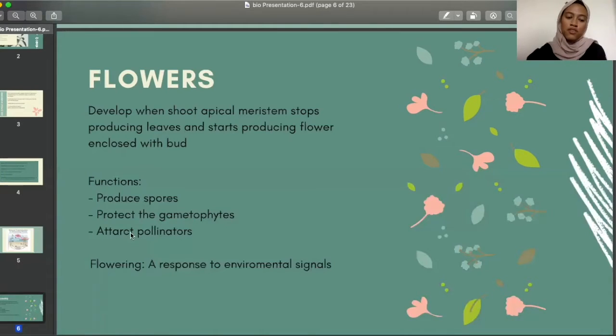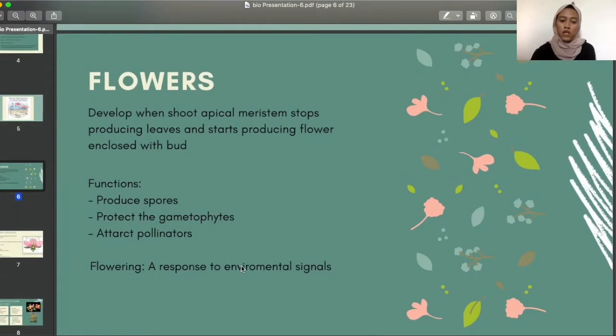Next, flowers also attract pollinators. Pollinators are animals that move the pollen from the anther to the stigma. The anther is the male part of the flower, and the stigma is the female part of the flower. The most common example of pollinators are bees. The term we use is flowering. Flowering is a response to environmental signals such as length of the day or time of year.